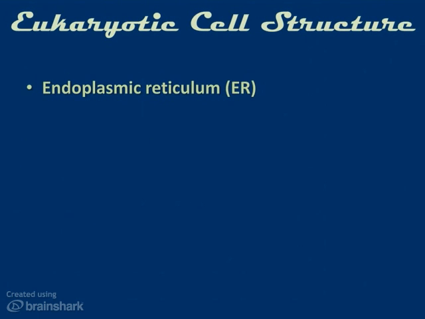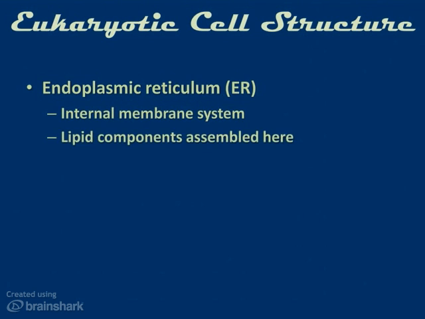Which now leads us to my favorite part of the cell, the endoplasmic reticulum. The ER is an internal membrane system, a pipeline between the nuclear envelope and the cytoplasm. It's here that lipid components of cell membranes are assembled, as well as proteins and other materials that are going to be exported from the cell.